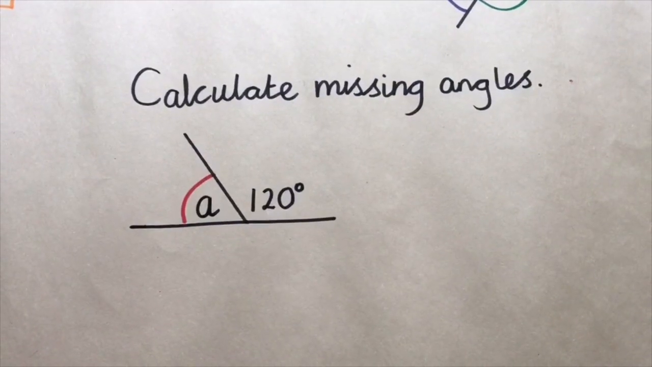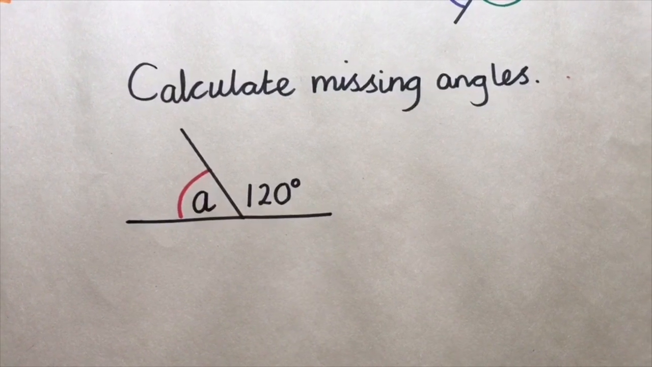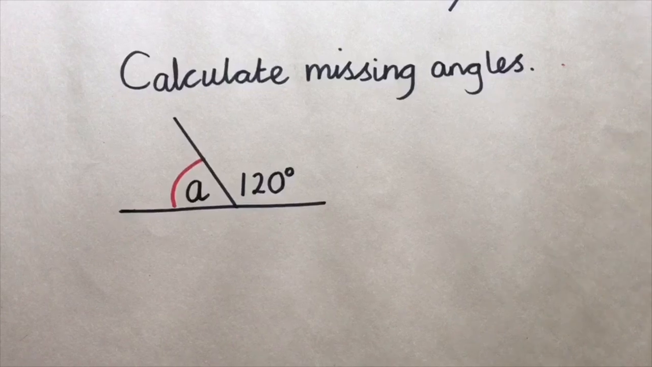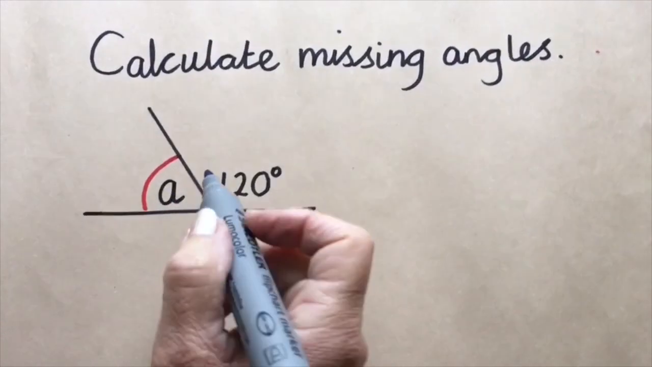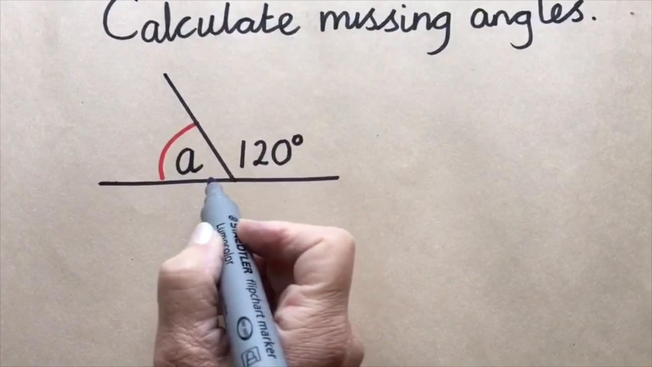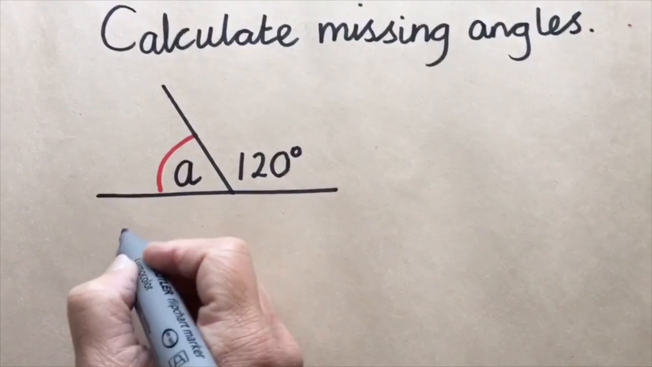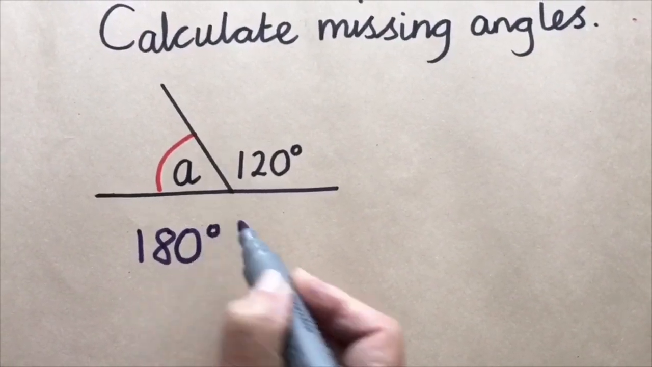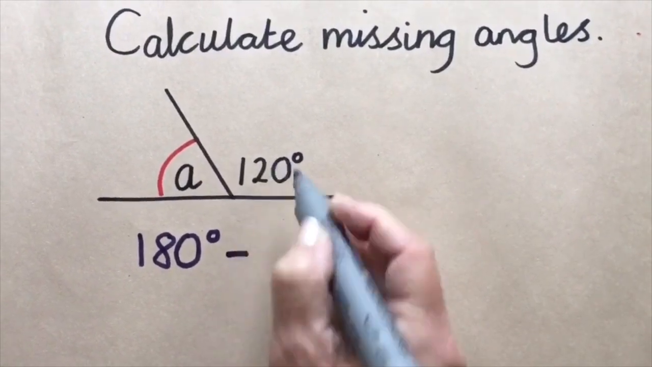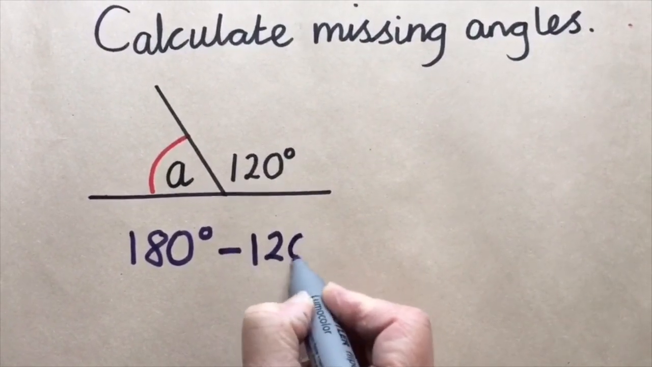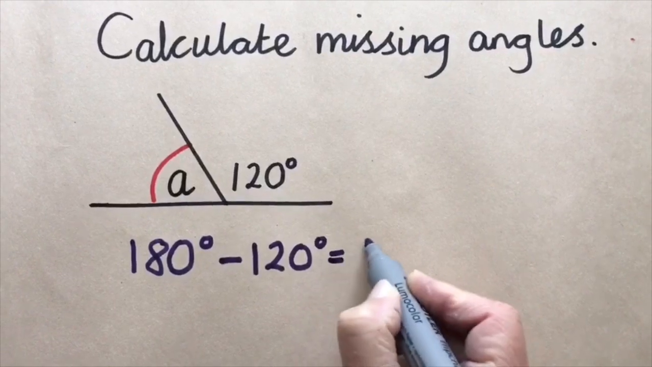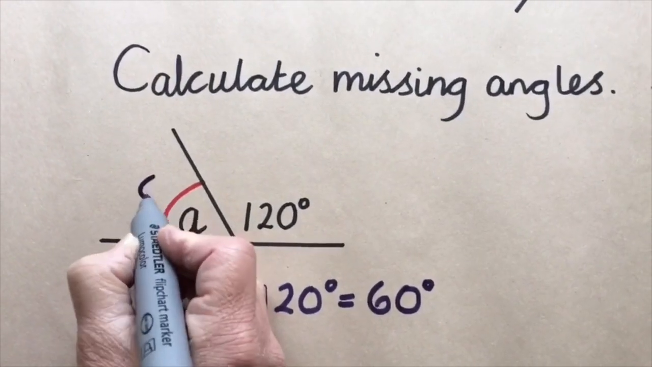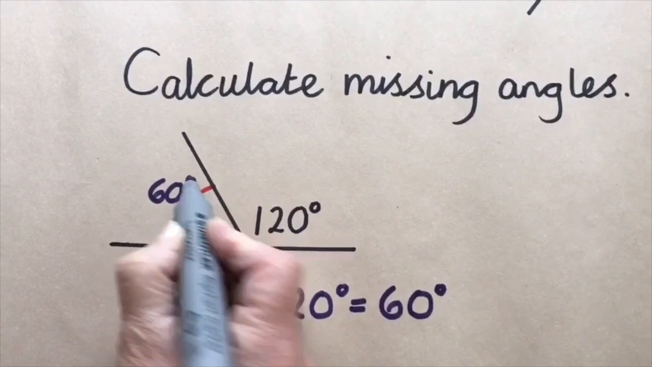My turn again. I need to think about which angle facts will help me to calculate the value of missing angle A. So I know that the angles on a straight line together add to 180 degrees. So if I say 180 degrees minus 120 degrees, then that tells me that angle A is worth 60 degrees.